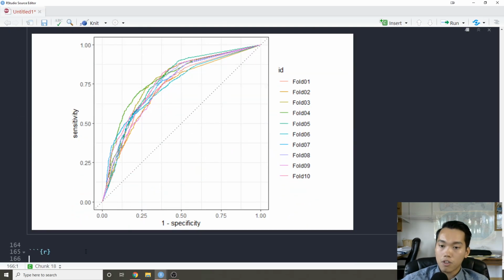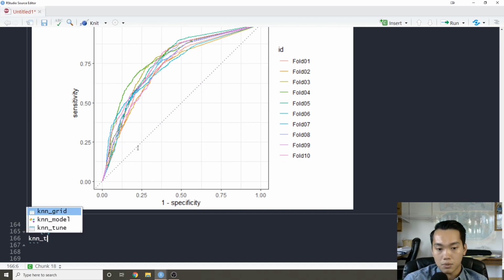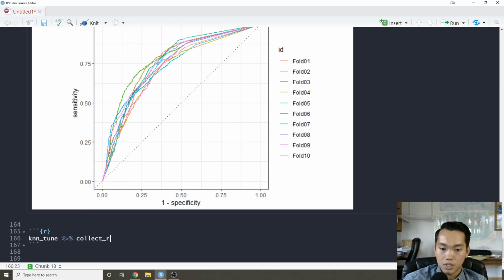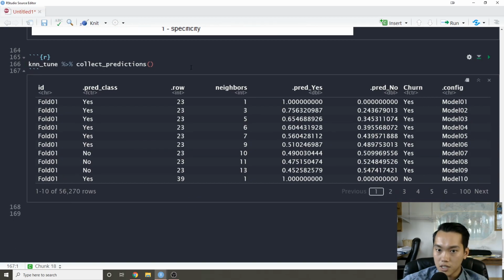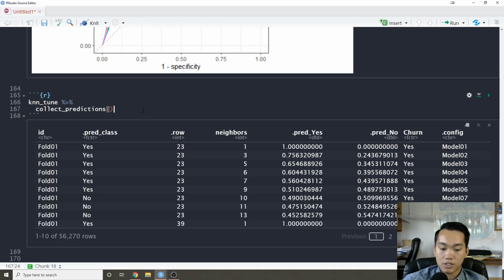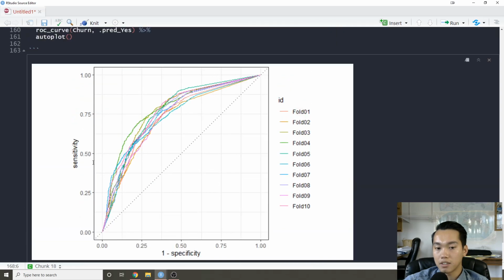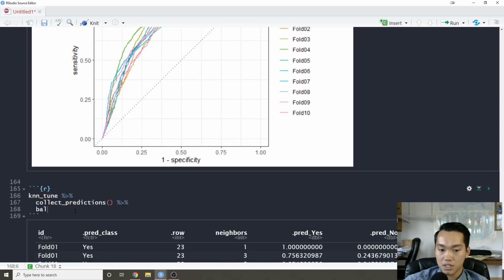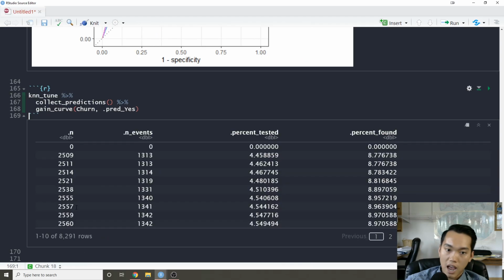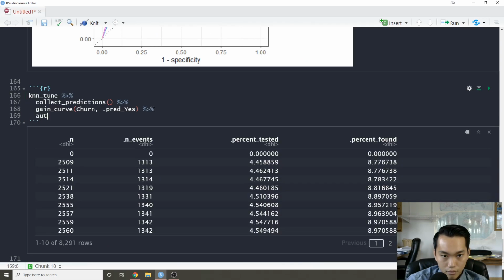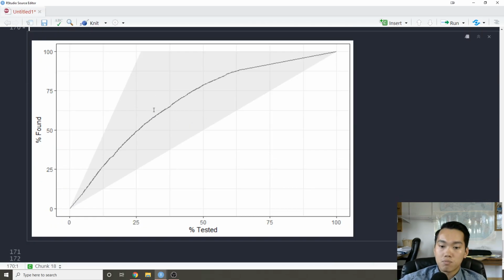There are also other metrics that can kind of substitute for the ROC AUC, such as balanced accuracy. If we do balanced accuracy, it basically computes the average of sensitivity and specificity. You can also do gain curves, which is the same procedure as a ROC curve.